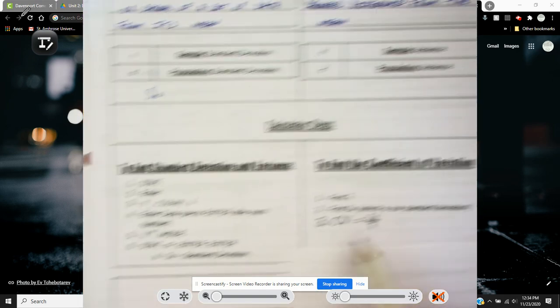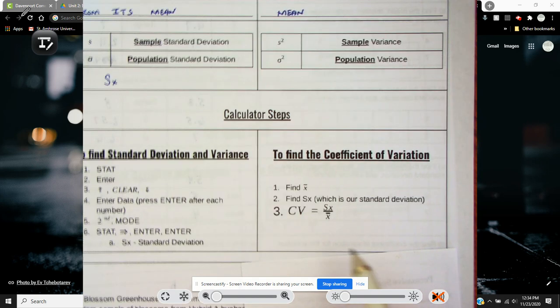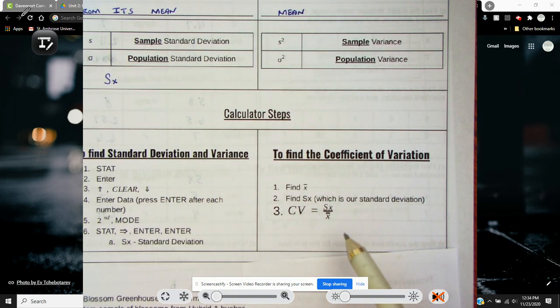We're going to deal with the coefficient of variation and exactly what that is in a little bit. But for this, we need our X bar, or our mean, and we need our SX, which is our standard deviation. To find our coefficient of variation, shortened to CV, we're going to take our standard deviation divided by our mean. Once again, I'll look at that in a little bit.